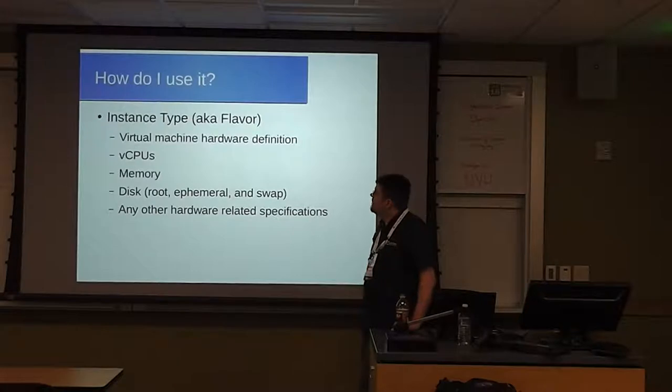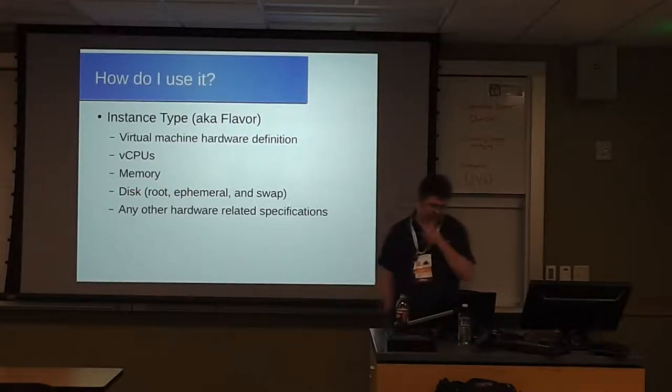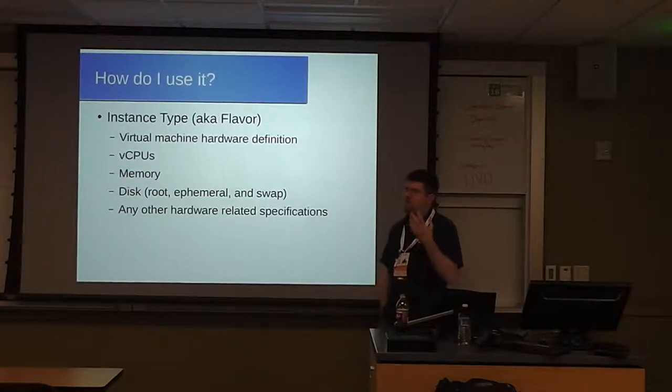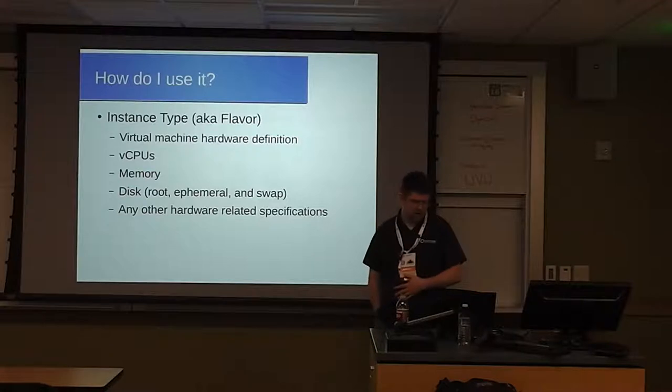So next, there's an instance type. This is a concept very similar to EC2. They also call it a flavor throughout the code and documentation. And this is just your hardware definition for the virtual machine. It says how many vCPUs, how much memory, the amount of swap, the amount of ephemeral disk that you get, etc.